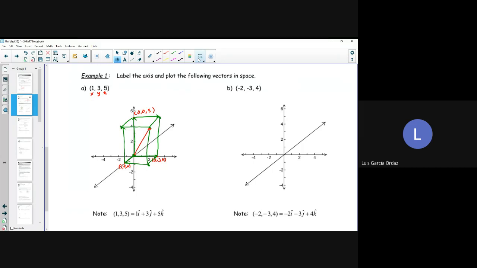Now the next one is -2, -3, and 4. So remember, -2 corresponds to my x-axis, which means I'm going 2 units into my x-axis, which is roughly right here. I'm going -3 units into my y-axis, so my vector is going to be drawn this way. And I'm going 4 units into my z-axis, sorry, which is going up that way.